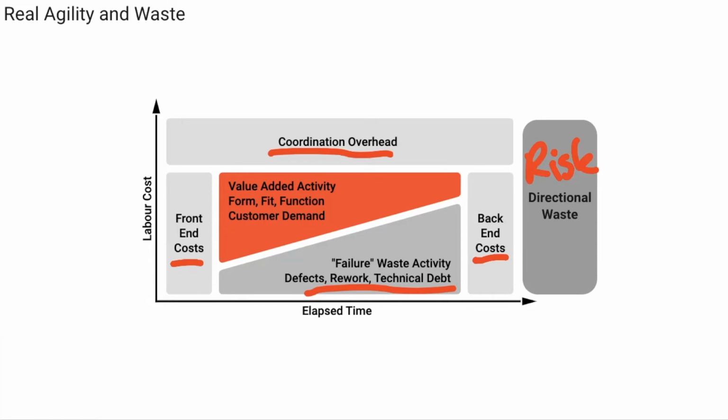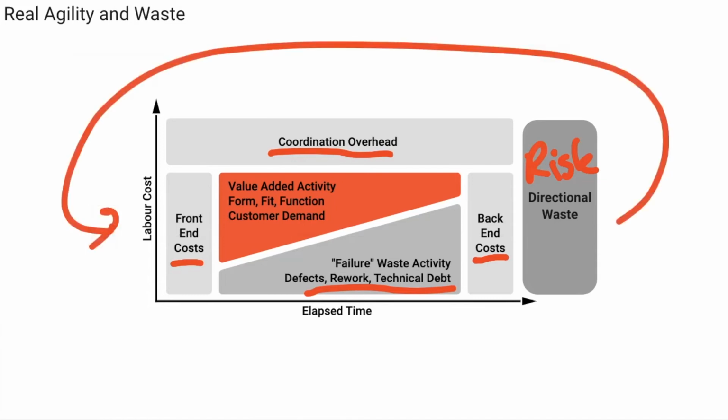Directional waste is mitigated in real agility by having very short feedback cycles, so that if you produce something, you change the form, the fit, or the function of your product or service, you get it out into the marketplace to get feedback as quickly as possible. Now, the longer that feedback cycle is, the larger the risk of directional waste, the larger the risk of getting something built that is built wrong.